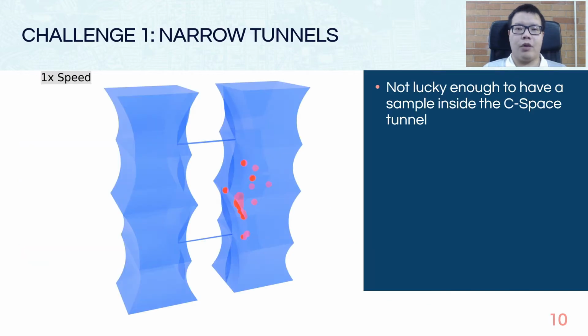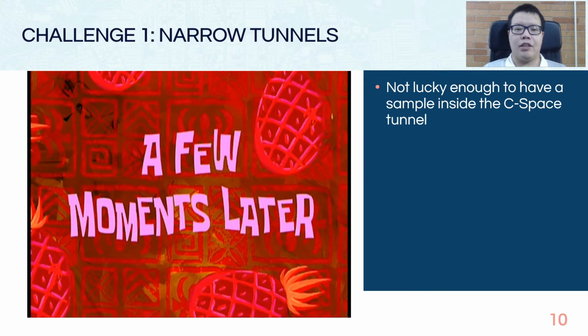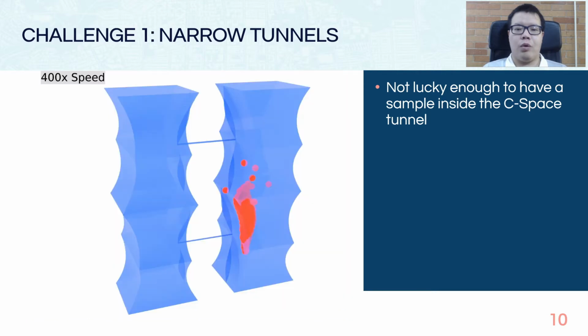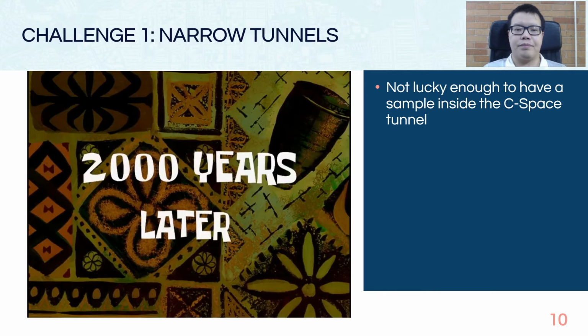There are quite a few challenges in the RRT algorithm. The first challenge is the narrow tunnel problem. Consider the previous configuration space. It has two towers connected by two narrow tunnels. If we are not lucky enough to have a sample inside the narrow tunnel, we can only extend our RRT tree on the right tower and cannot go into the left tower. Therefore, we cannot solve the problem.